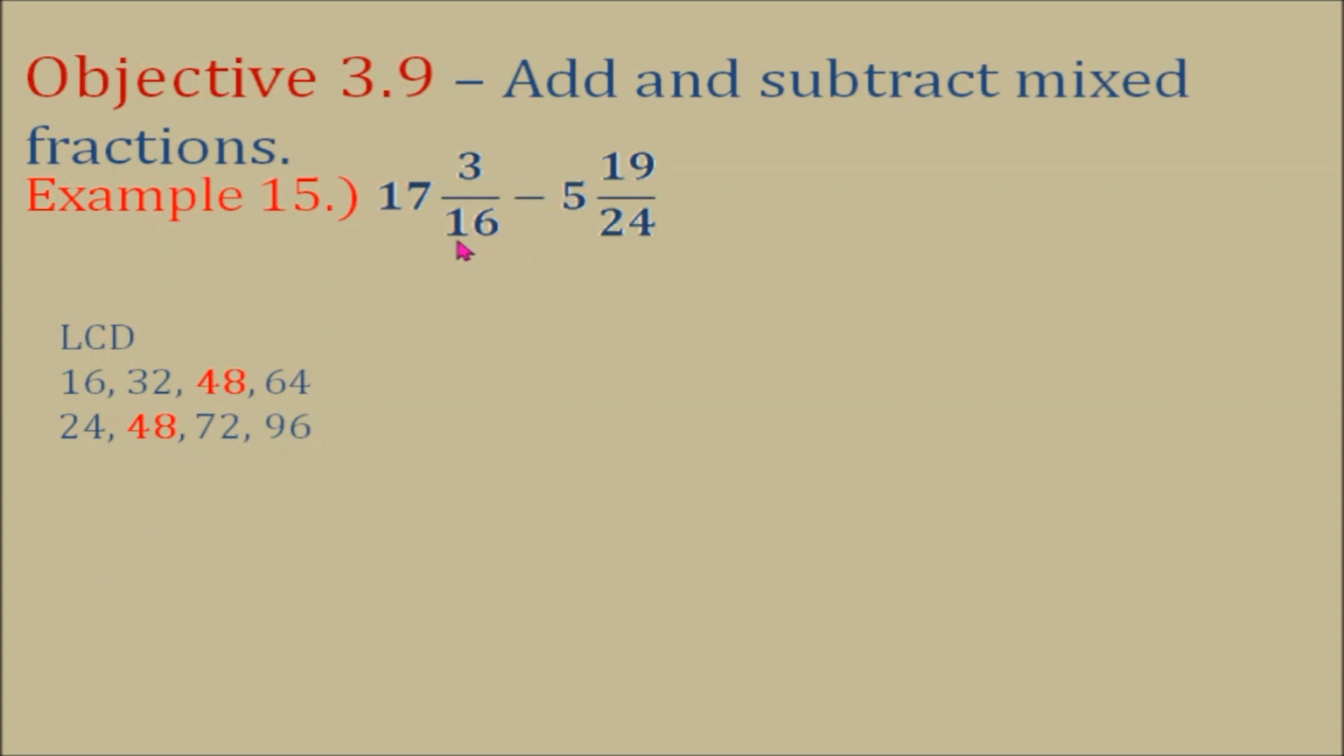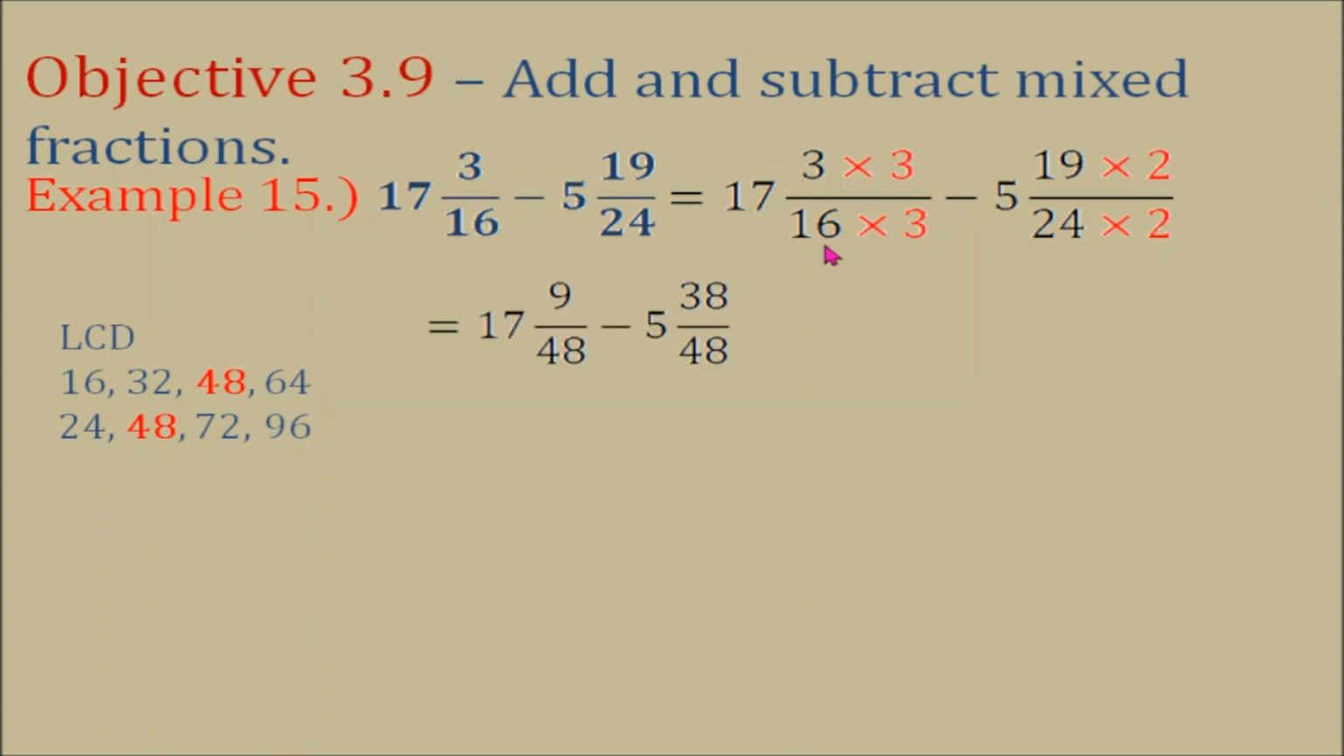So we are going to change this 16 to 48 and also this 24 to 48. How? We multiply 16 by 3 and 24 by 2. Now here, since we multiply the denominator by 3, we also have to multiply the numerator by 3. And on this part here, since we multiply the denominator by 2, we are also going to multiply the numerator by 2. Now 3 times 3 is 9, then over 48. Then 19 times 2 is 38, then over 48.